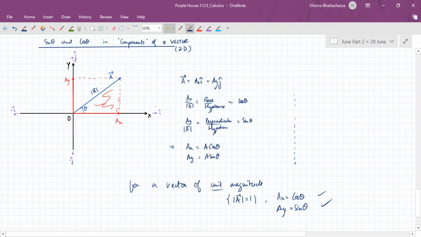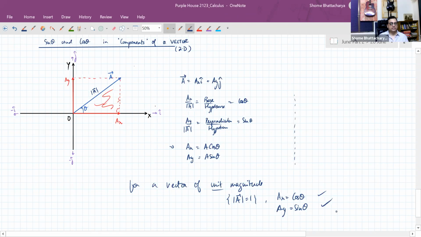Next, we will discuss how this approach to understanding sine theta and cos theta helps us understand sine and cos in 4 quadrants.